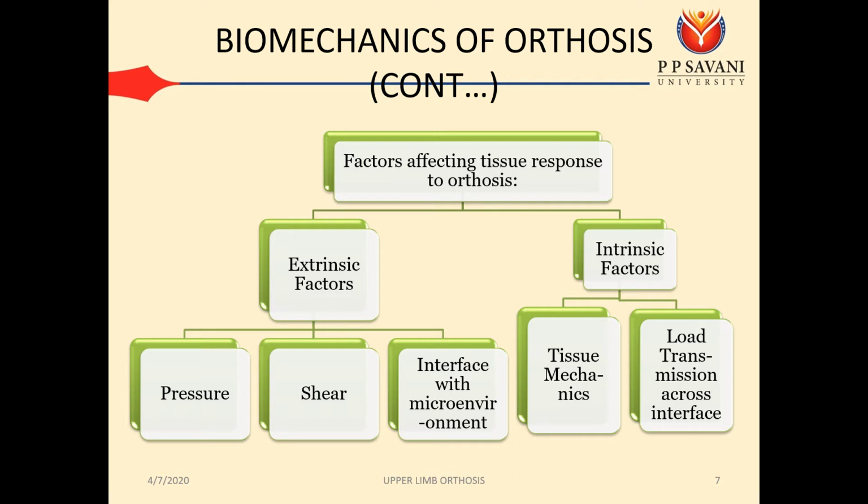These are the factors affecting the tissue response of orthosis. If biomechanics is to be changed, it will depend on two things. First is the intrinsic factor, second is the extrinsic factor. So first, intrinsic factor. How the tissue will change will depend on which tissue we are targeting. So the tissue mechanics play an important role. You are targeting the muscle, you are targeting the ligament, you are targeting the capsule. What tissue you are targeting, that is an intrinsic factor. On this the recovery will depend. And second, load transmission across the interface. If some part is freed from the load, how will it behave? That is also an intrinsic factor of the joint that will be responsible for affecting the tissue response.